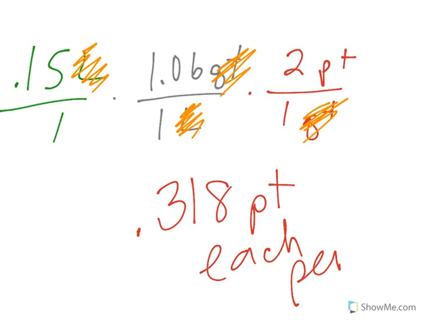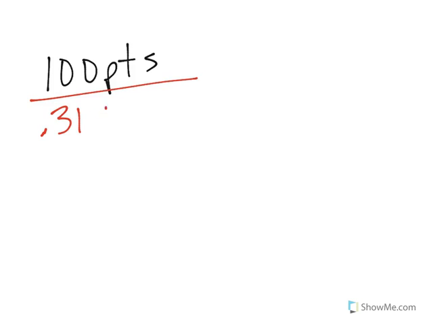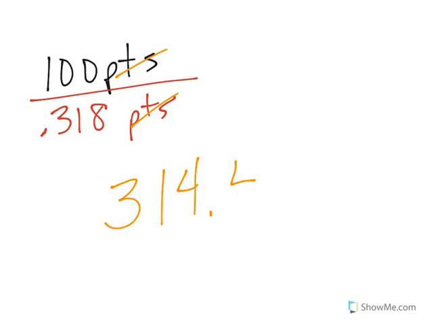Each person. Okay, so we go back and say we started with 100 pints of water. We're divvying that up by 0.318 pints, because everybody's drinking 0.318 pints. So the pints would cancel out. And we simply take 100 divided by 0.318, and we get 314.4.